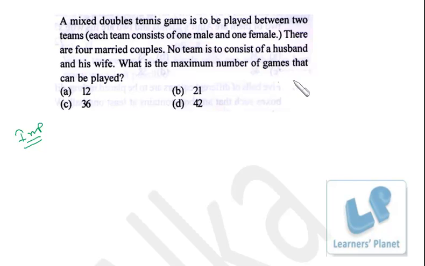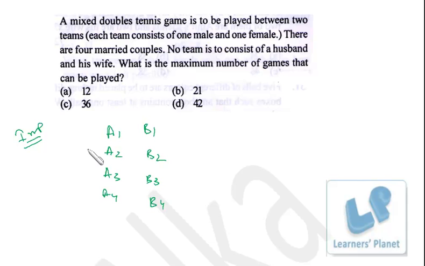So first of all, let us find out the number of teams which can be formed with these many people. There are 8 people, 4 males and 4 females, and in no team husband and wife should be together, right? Now this concept I just make over here. Suppose the 4 husbands are A1, A2, A3, A4, and 4 wives are B1, B2, B3, B4.